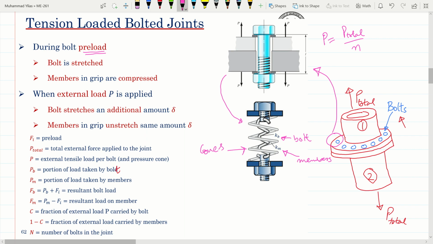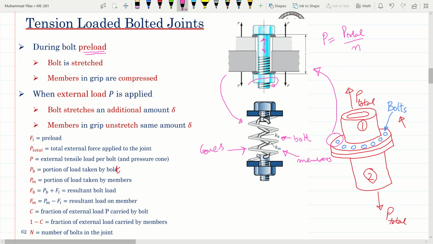Now during preload, we've seen that bolt is stretched. Initially, bolt is free of any load, any force, and when we twist the nut, let's imagine in this direction, this is going to cause this bolt to elongate, and the members in the grip will be compressed.